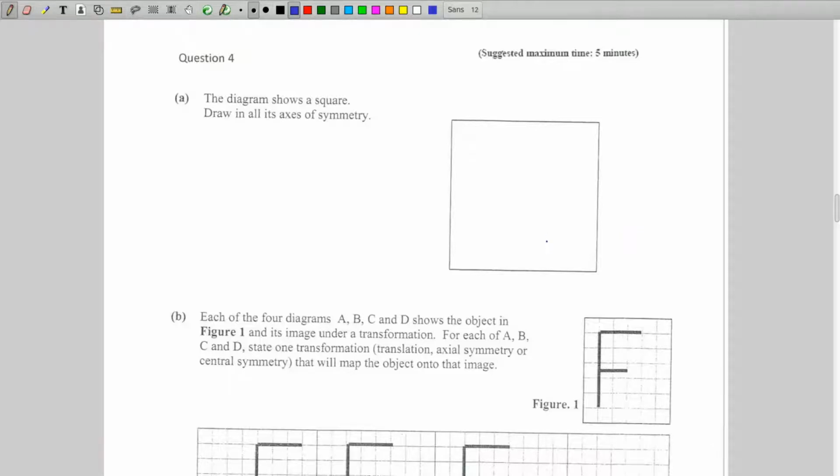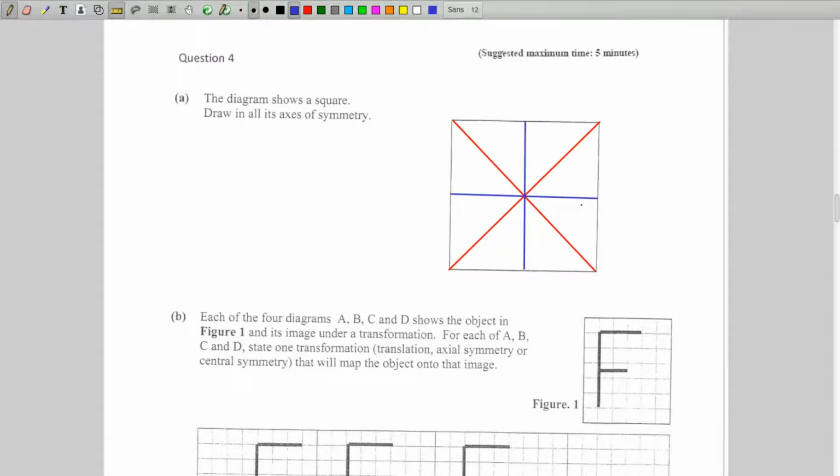Question 4 was all about transformation geometry. So in part A, you're given a square and you have to draw in all of the axes of symmetry. So you have some diagonal ones that go like this. And you also have a vertical one, goes like that, and a horizontal one as well.